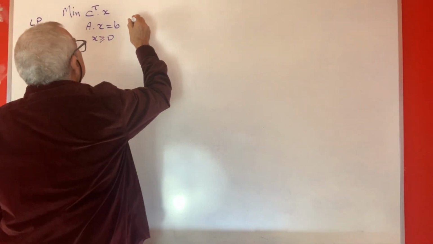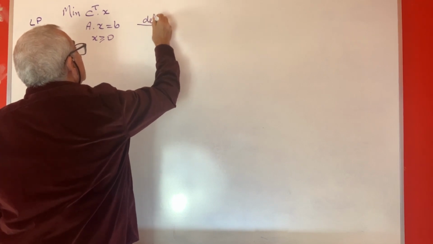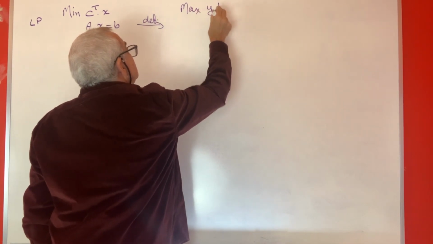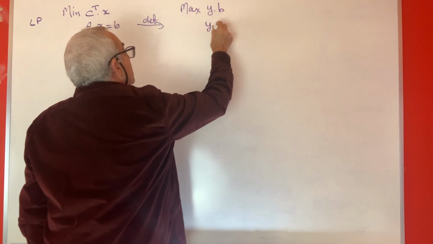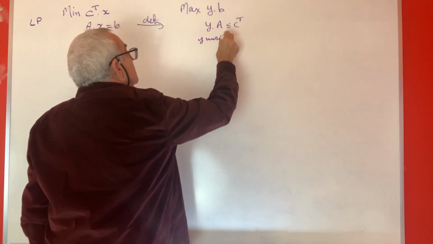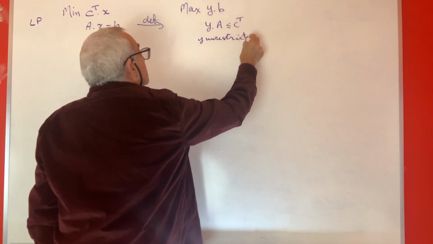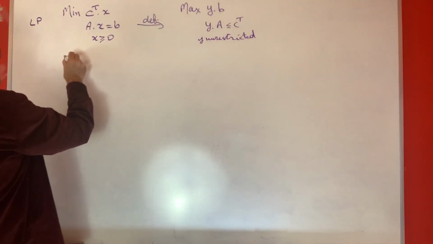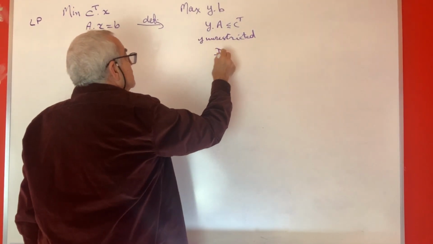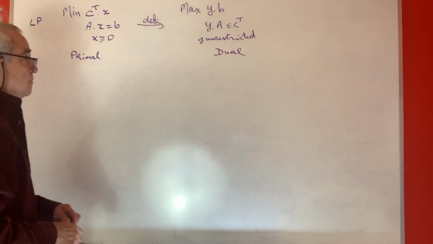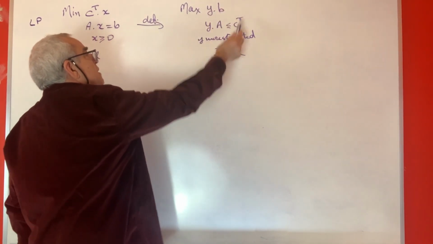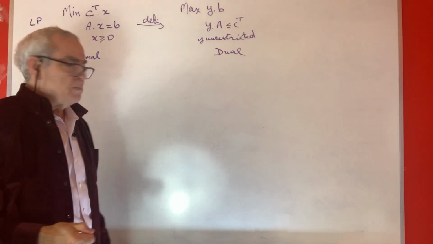So by definition, the dual is maximize Y times B subject to Y times A less or equal to C transpose and Y unrestricted. Okay, so that's what they do. So this is called the primal, and this is called the dual. Okay, so the dual is a linear program because we're maximizing a linear form over linear inequality. So it's itself a linear program.